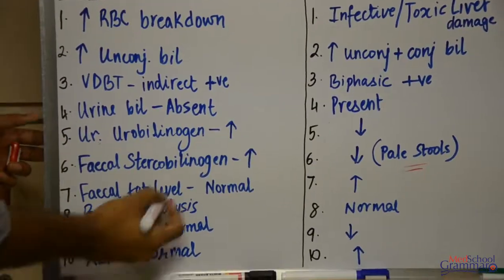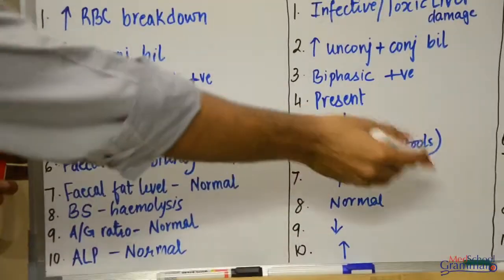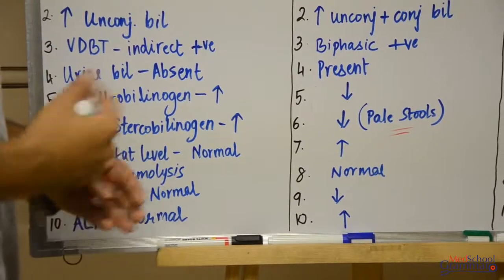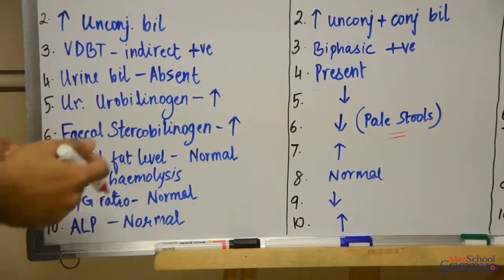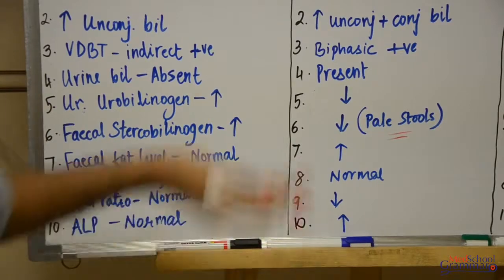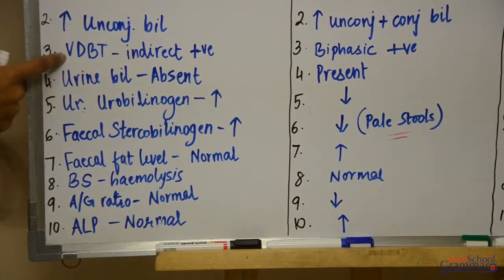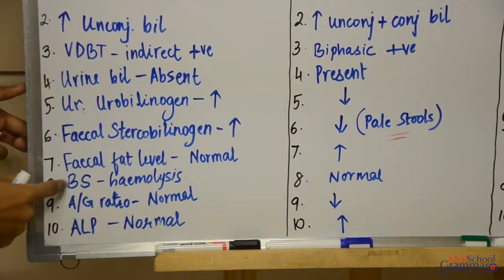Now coming on to the investigations, these last 3 points are basic investigations that are to be done when the case of jaundice appears. So differentiate. Now one investigation is the Van den Bergh test also, right? But other investigations are blood smear.